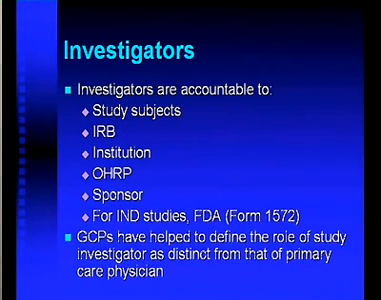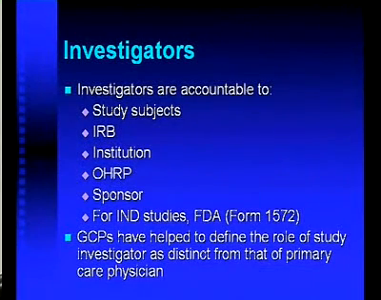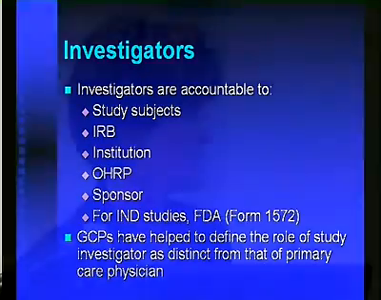Investigators have a wide range of responsibilities. They're kind of like the conductor of an orchestra, and they are accountable to quite a few people. They're accountable to their study subjects, the IRB, the institution, OHRP, the sponsor of the study. And for studies that are conducted under FDA jurisdiction, some of these responsibilities are outlined on the FDA Form 1572.